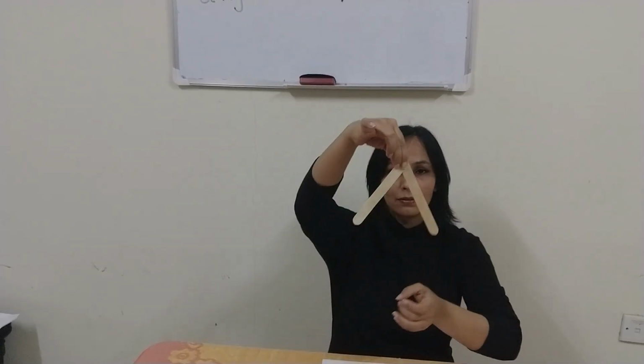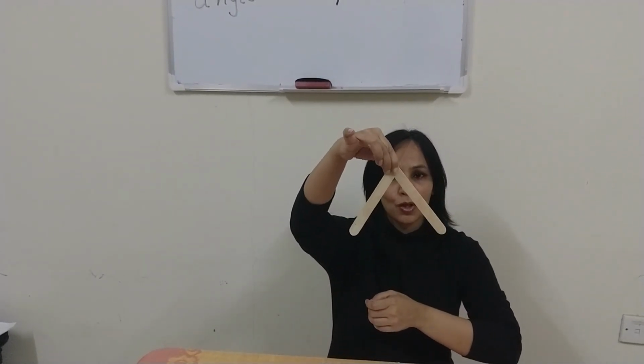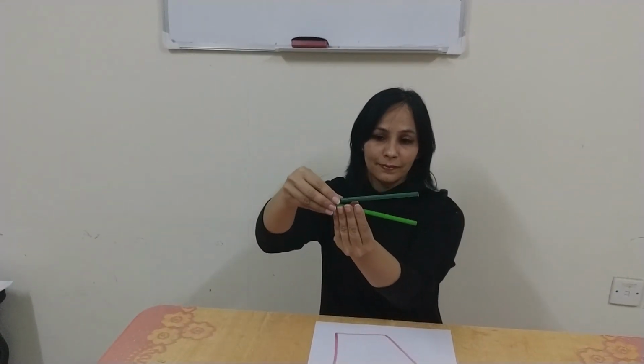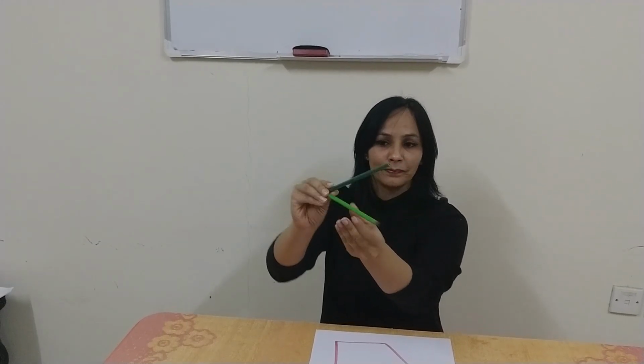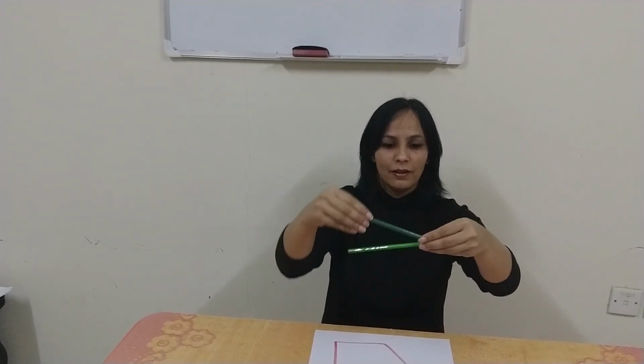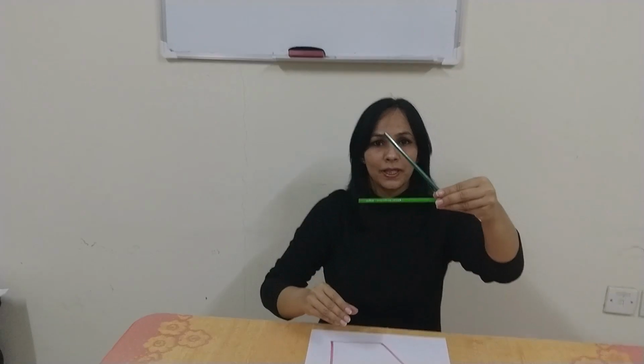Now how will you show an acute angle using the sticks? Just make a V and this is your acute angle, or an A. This again becomes your acute angle. If you want to use your pencils to show that, this is your acute angle. You move this way. This also becomes your acute angle.